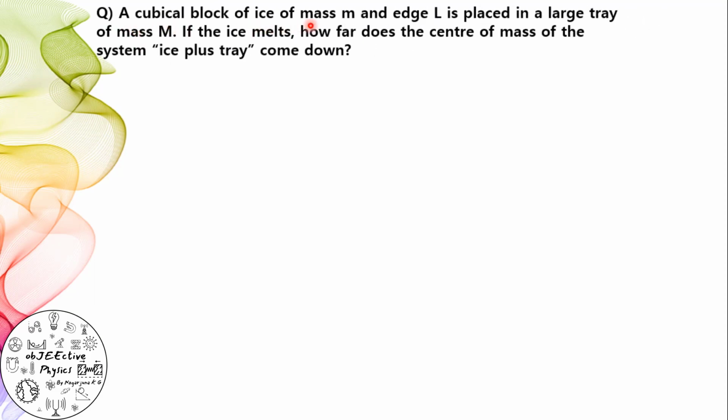A cubical block of ice of mass small m and edge capital L is placed in a large tray of mass capital M. If the ice melts, how far does the center of mass of the system, ice plus tray, come down? The solution and diagram.